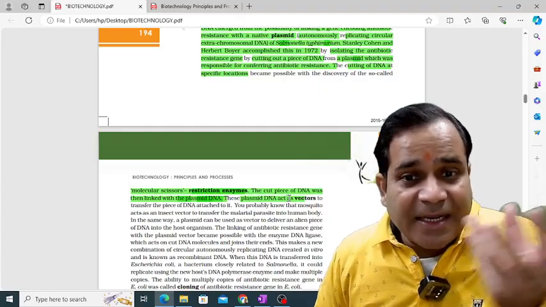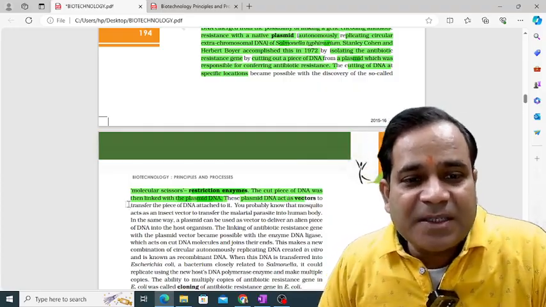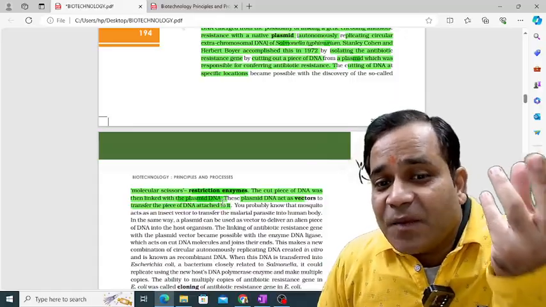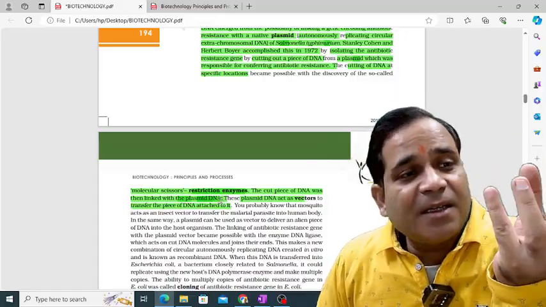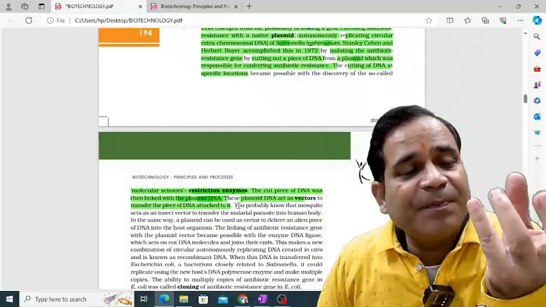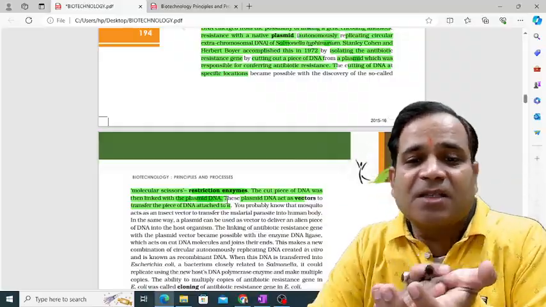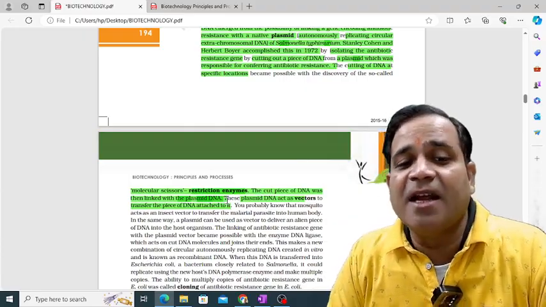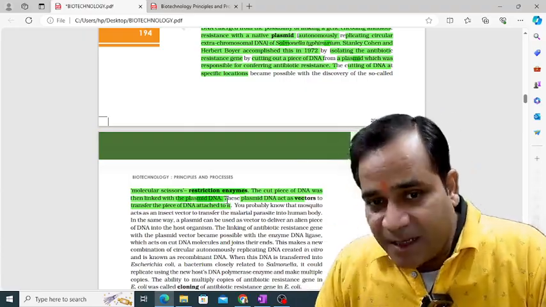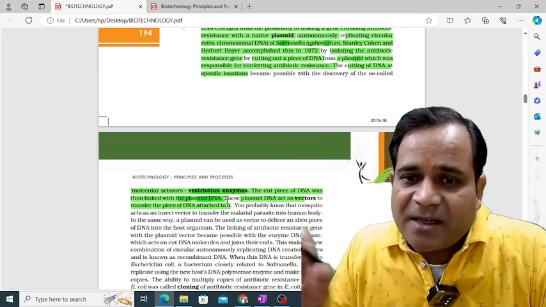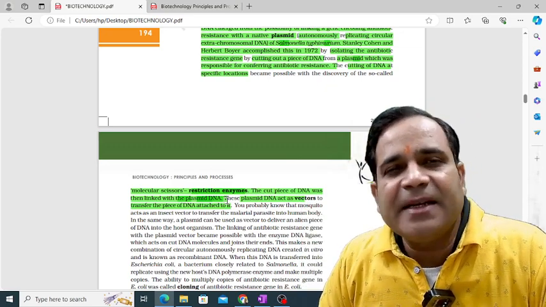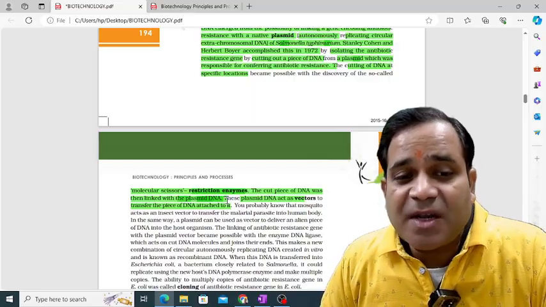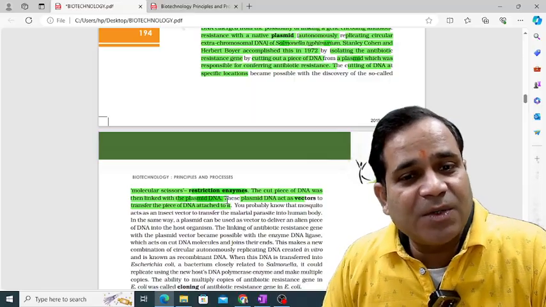A vector is a carrier that transfers the piece of DNA attached to it. So the plasmid DNA acts as a vector where the DNA is added. Once the plasmid is linked with the cut DNA, this plasmid DNA acts as a vector and transfers the piece of DNA attached to it.